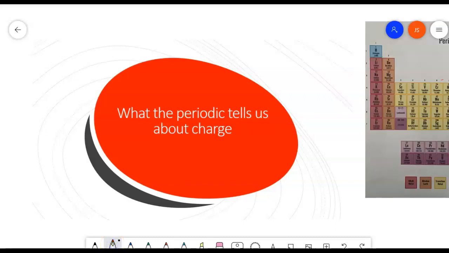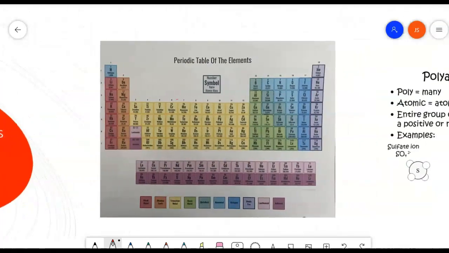Right, so this lecture video is going to go over what we can tell about an element's charge and its behavior due to charge just by looking at the periodic table. So get your handy dandy periodic table out because we're going to be writing on it, adding some more information to what you already added last week. We're just going to be adding some things to it.